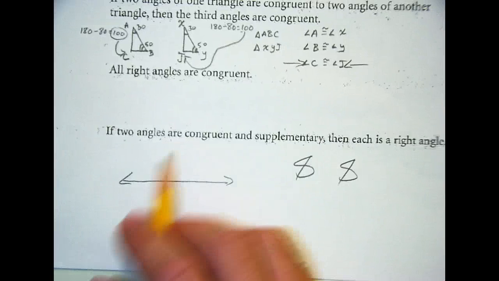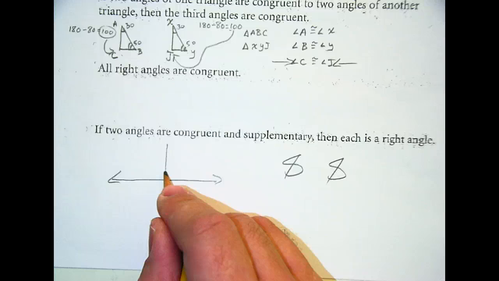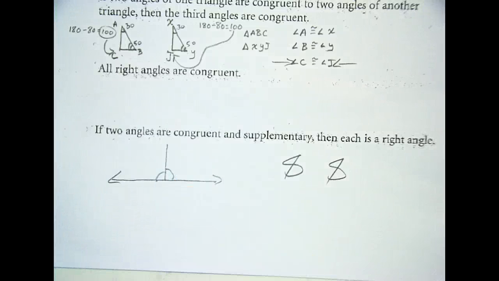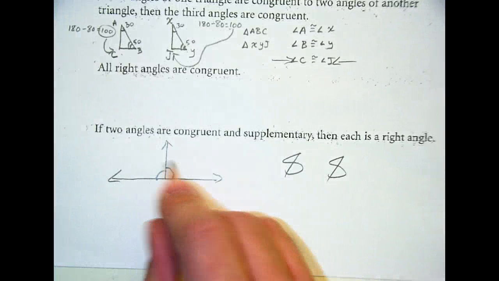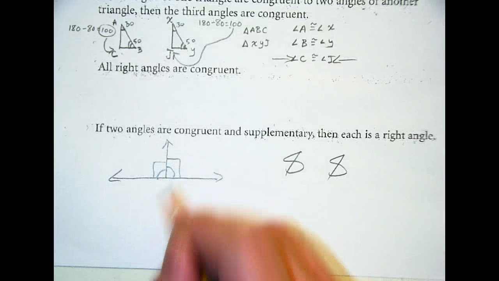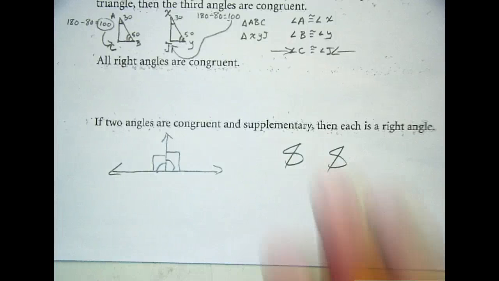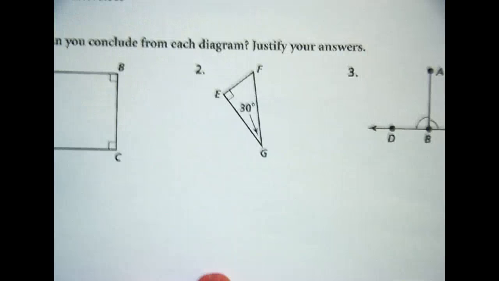But if two angles are congruent and supplementary, so there we've got it. This is congruent to that, and they're supplementary angles because they make a straight line. Therefore, 180 divided by 2 is 90. All right. Cool. All right. Well, seems like we got it. Here you go. You guys are doing those.